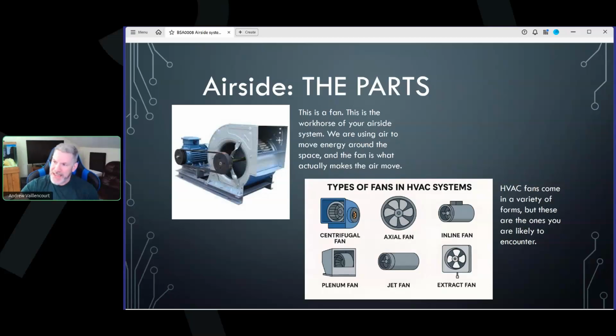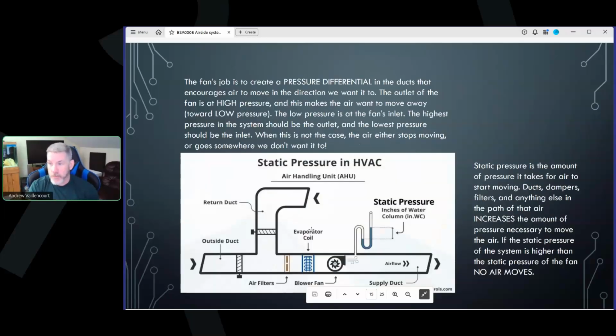When the pressure's high here and low here, everything in between, the air is going to move through to come all the way back around. That's all a fan does. It creates high pressure on one side, low pressure on another side. The air wants to move away from high pressure and towards low pressure. That's the second law of thermodynamics again, high to low. That's why I harp on this.